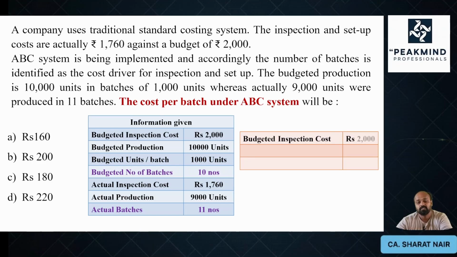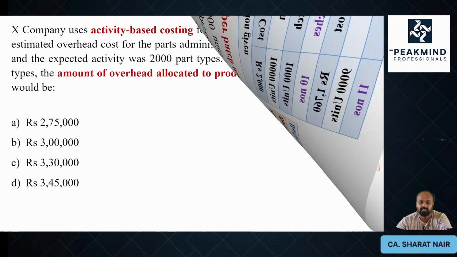So budgeted inspection cost which is given is 2000, and budgeted batches is 10 numbers, which we have computed a little earlier. So budgeted cost per batch will be how much? It will be rupees 200. So the correct answer is option B, rupees 200. Moving on to the second MCQ.